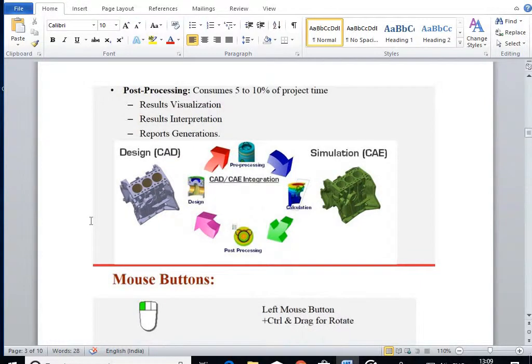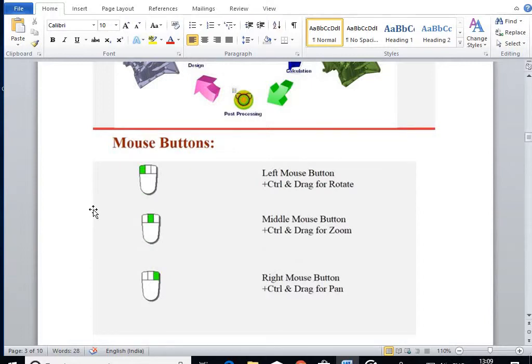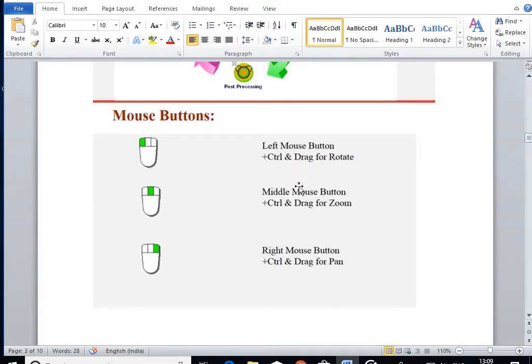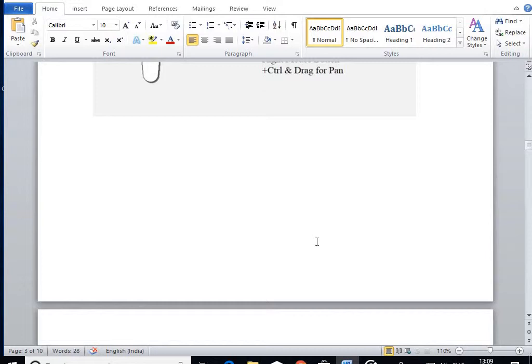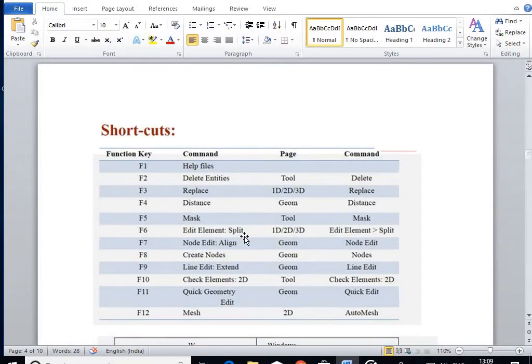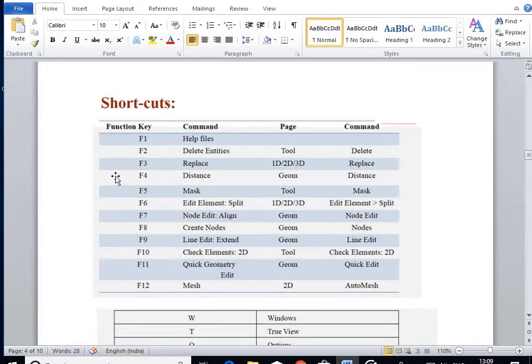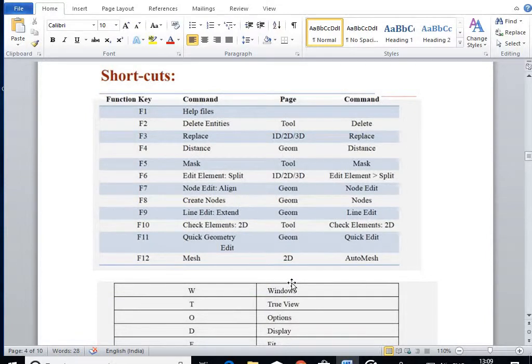Before going to the process of HyperMesh, you need to understand how to handle the mouse. These are the controls of the mouse you can see on the screen, and they would help you. And these are the shortcuts, which are used to avoid searching for the key, which takes little time. In industry, every project needs to be completed within a stipulated time or less, so you just need to go with these shortcuts so that it would help you.